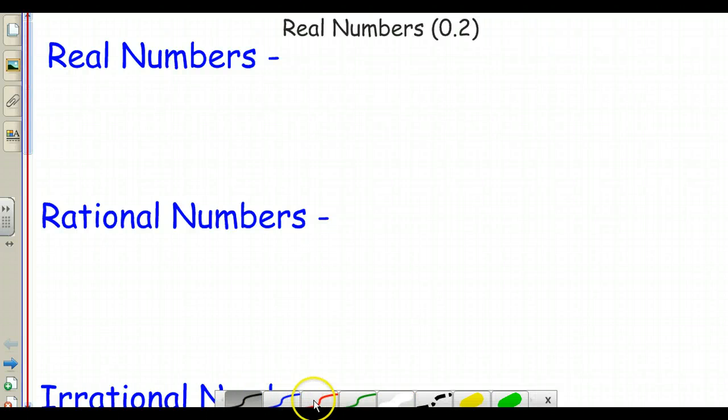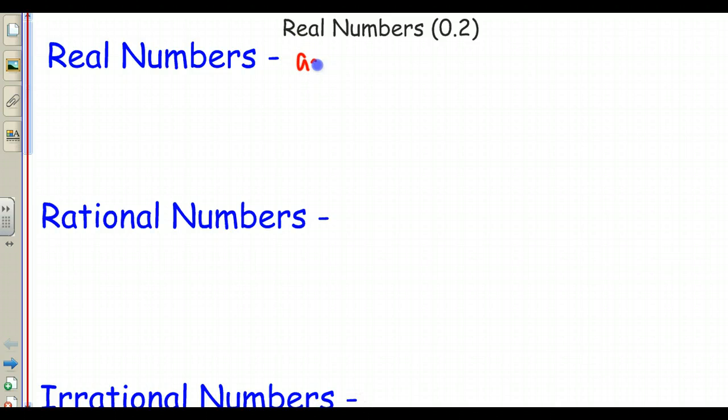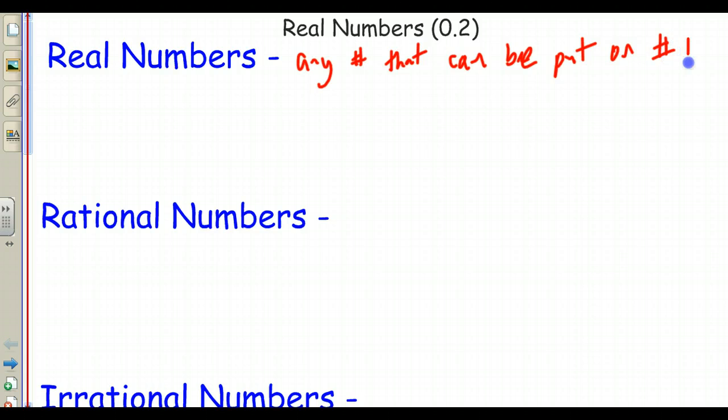Okay, Annie, we're going to start by talking about real numbers. Real numbers are any number that can be put on a number line. This is just about any number that you've run across in math class to date, actually.